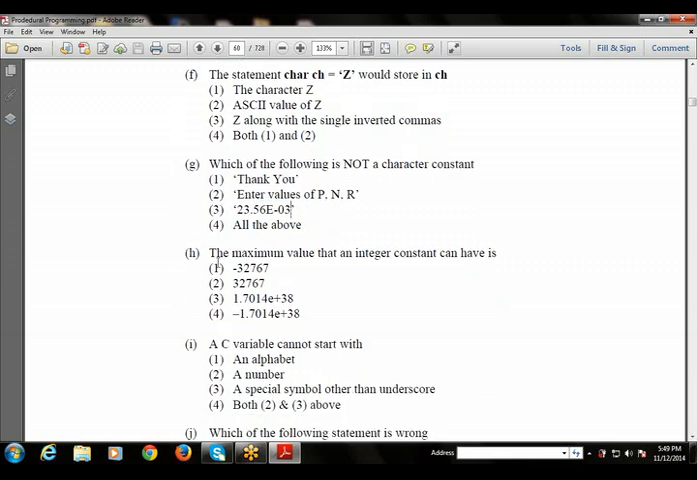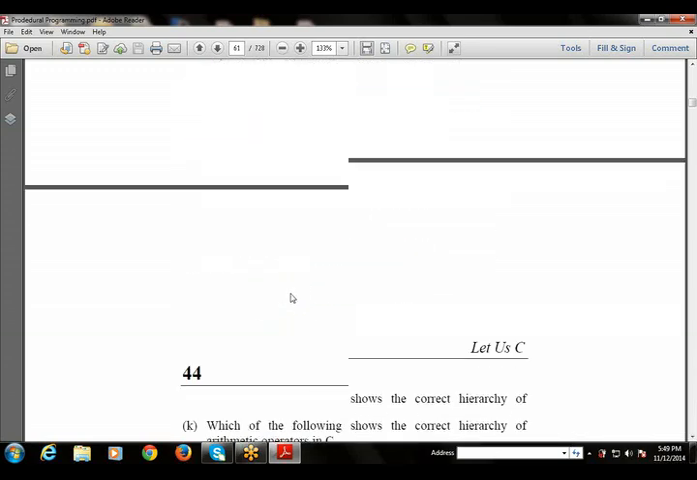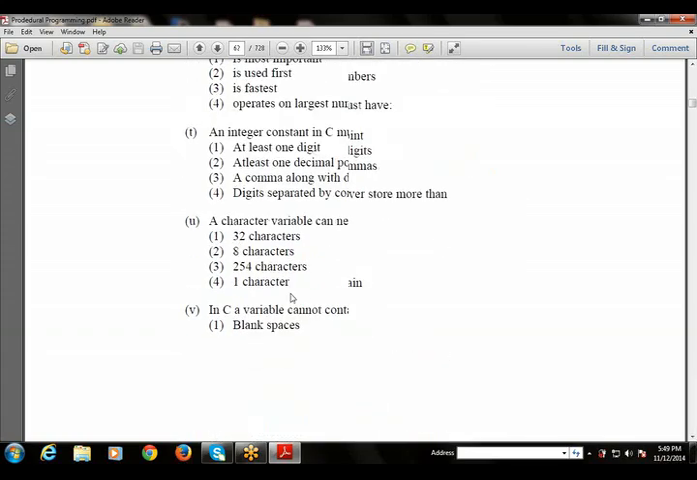Then the next question says the maximum value an integer can have. Remember, I told you that this is the maximum length that can be used and this is the minimum length, from this to this one. So the maximum value that can be used is 32767. All other questions you can see. If you have any doubts, then please ask me.